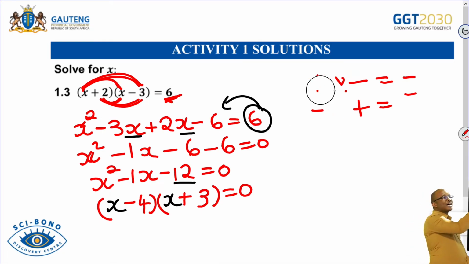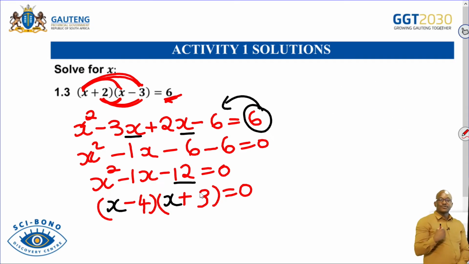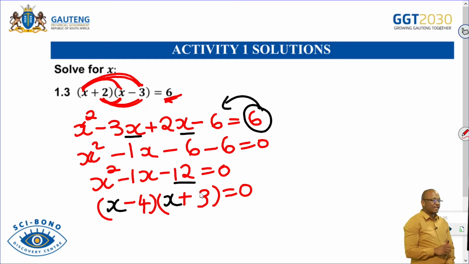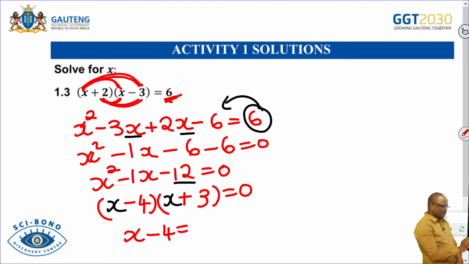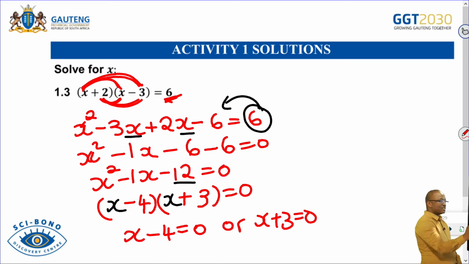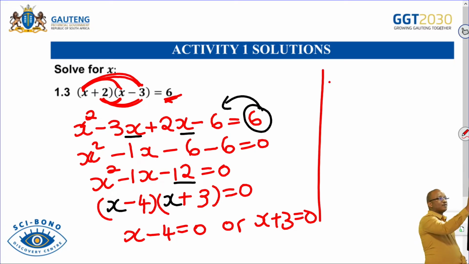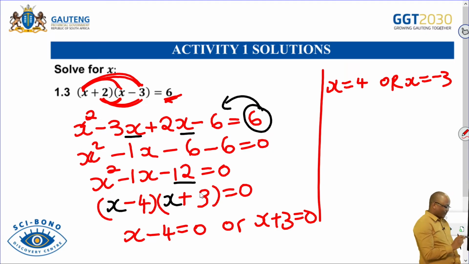So those are the types of questions that you need to ask yourself when you are factorizing, to make sure that whatever you do is correct. Then now we are in step number 3, where we apply our zero factor rule: x minus 4 is equal to 0, or x plus 3 is equal to 0. Then we're saying x will be equal to 4, or x is going to be equal to -3.